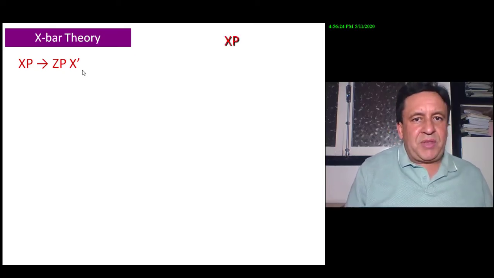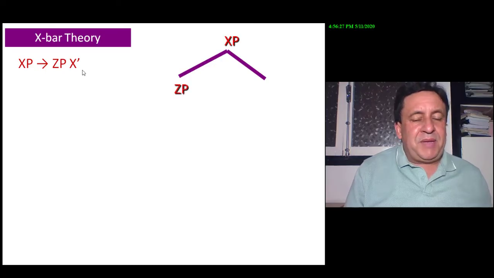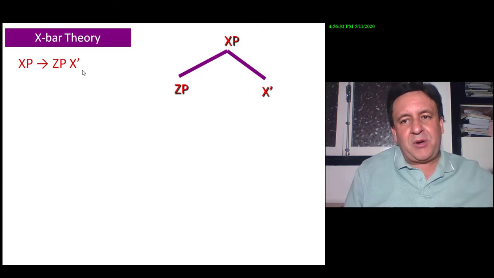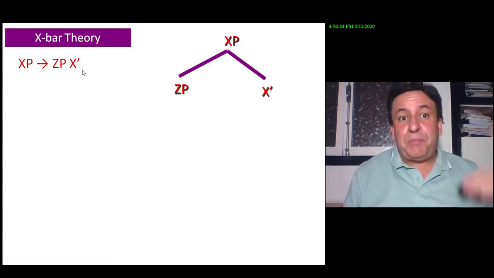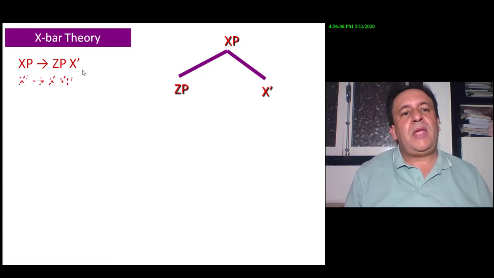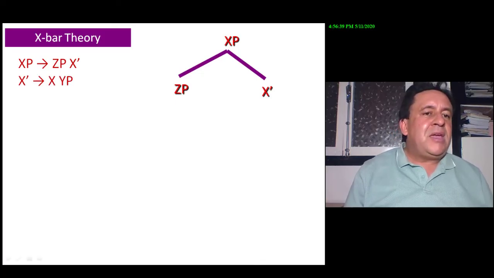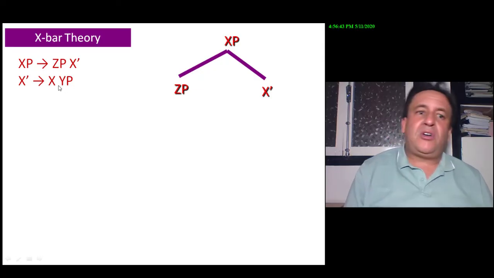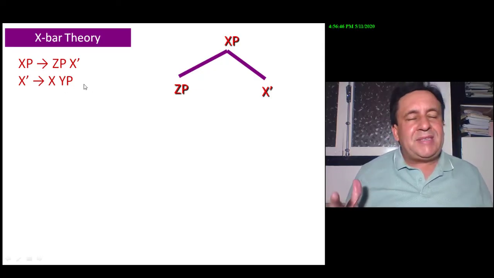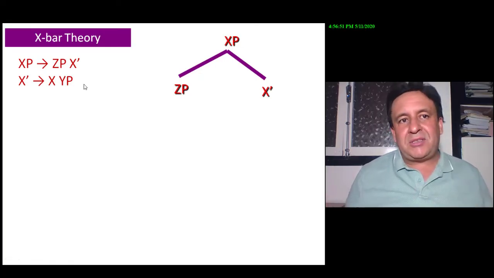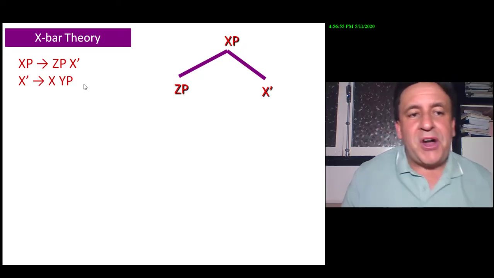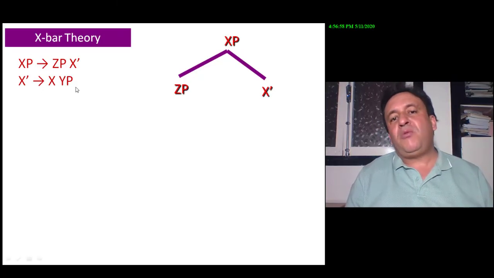And here it is, it works this way: XP, ZP is the specifier, X bar is the one bar level, like V bar, N bar, I bar, P bar, etc. And then the second rule is X bar rewrites as X YP. X is the head, YP is the complement of the head. Remember that the complement itself is optional. For example, in intransitive verbs, we don't have any complement. We can just put it between parentheses to indicate that it's optional. So X bar rewrites as X followed by YP.